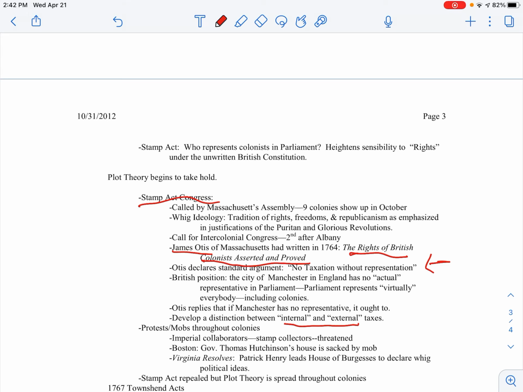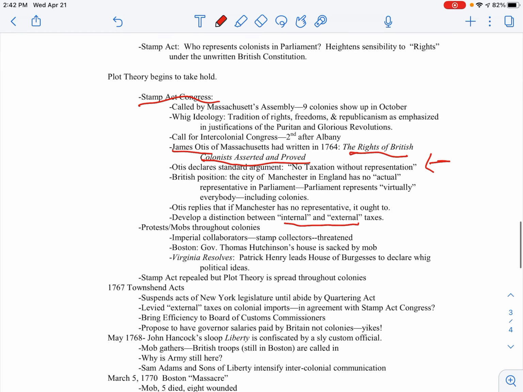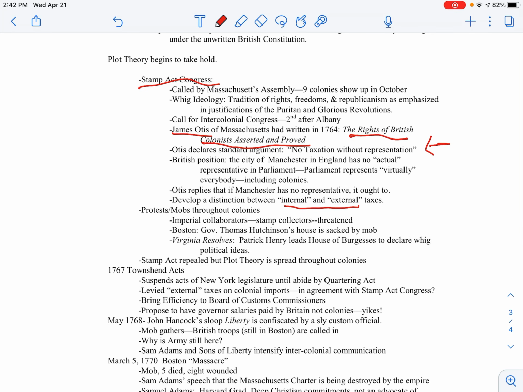And so the British start to think, okay, let's figure out a way to get a type of tax which you Americans will agree to. This just is not going to work. So the Stamp Act is repealed because there's a concerted effort by a Congress where nine colonies gathered. Since the Albany Plan of Union, we have not gathered all these colonies together, and we still can't get them all gathered. But let's repeal it.